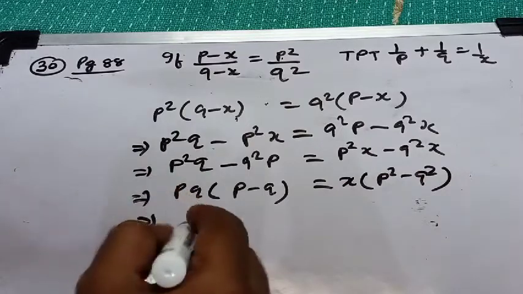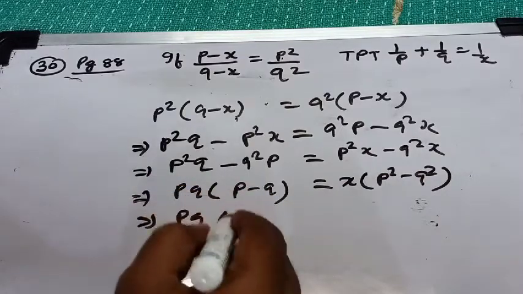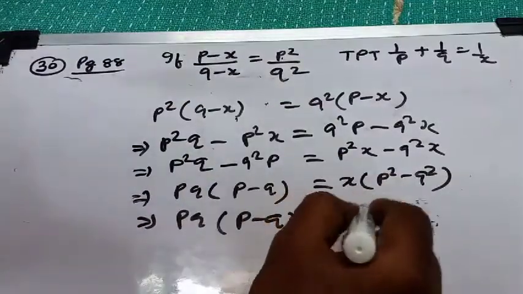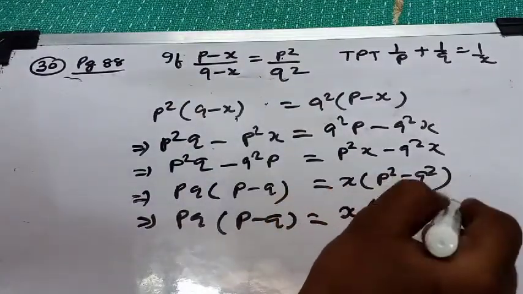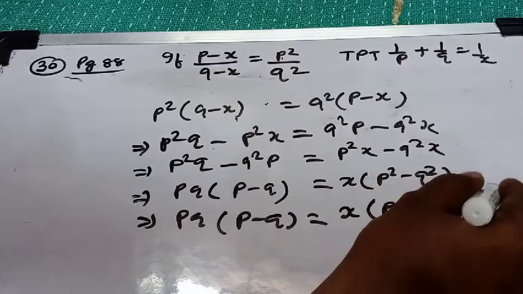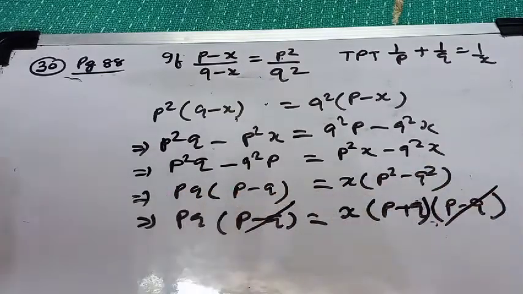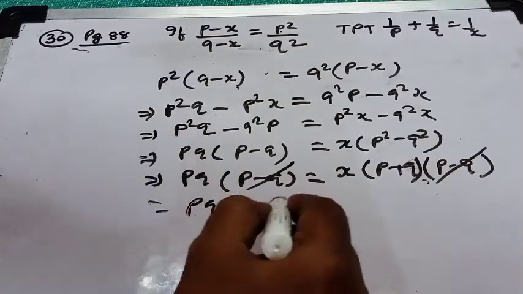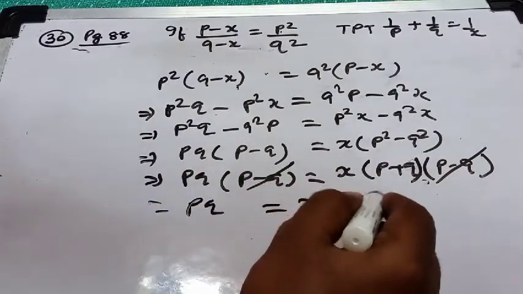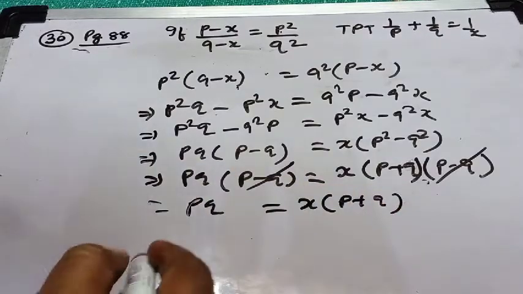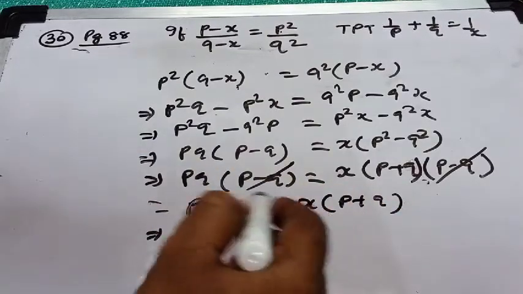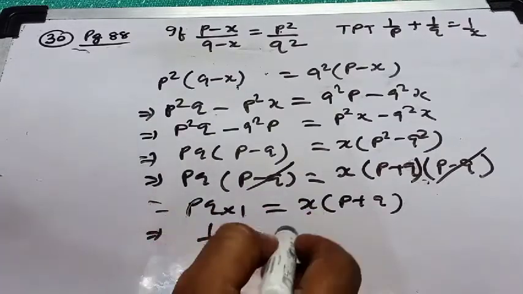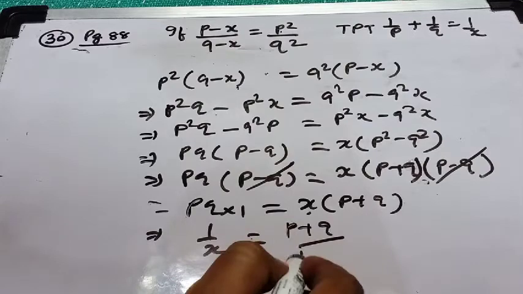So what will happen? PQ into P minus Q will be equal to, we will expand it, so it will be X into P plus Q into P minus Q. So this P minus Q will be cancelled by this one. So your result will be PQ is equal to X into P plus Q. What we have to do, we'll bring this side X. So 1 by X will be, this PQ will be shifted this side, P plus Q by PQ.